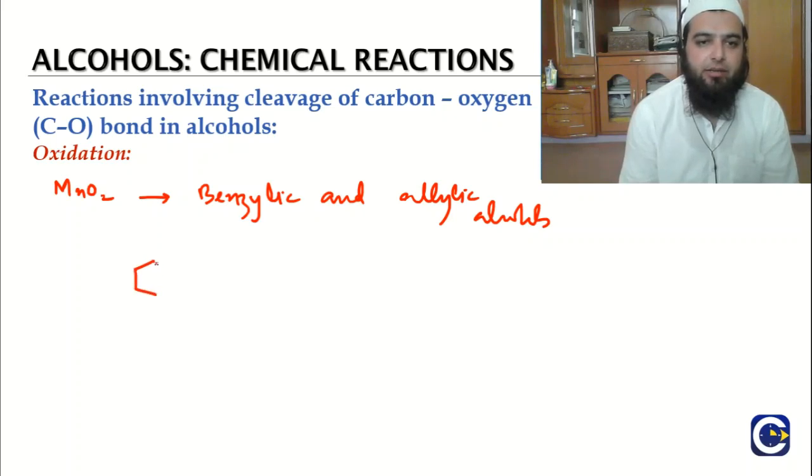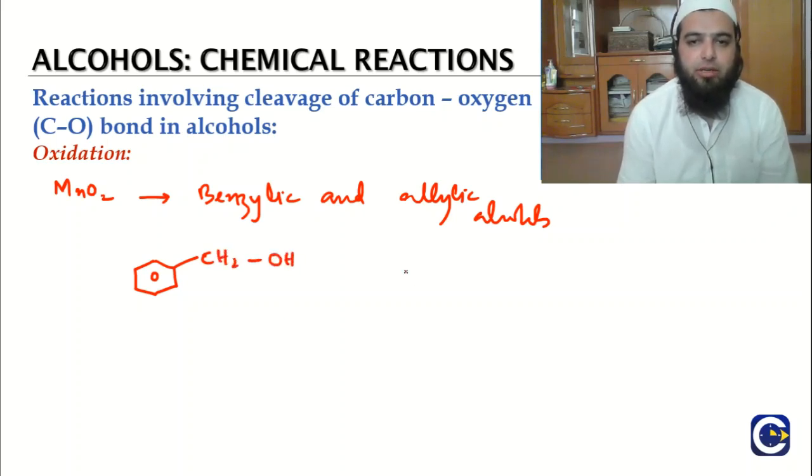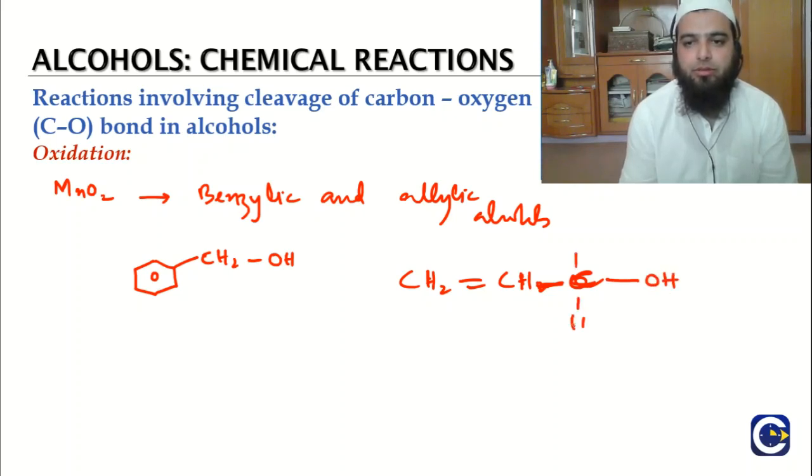And what are benzylic? As we have already discussed, this is a benzylic alcohol. This is an example of an allylic alcohol: a carbon which is attached to a double bond, and to this carbon we have a hydroxyl group, with one hydrogen here and one hydrogen here. So MnO2 is capable of only oxidizing the benzylic and allylic alcohols.